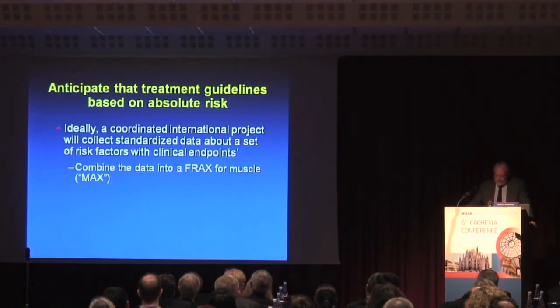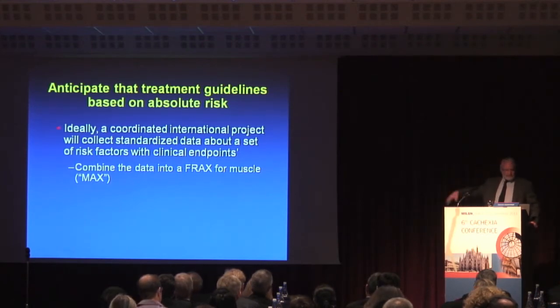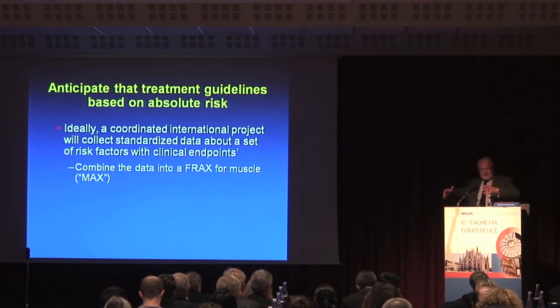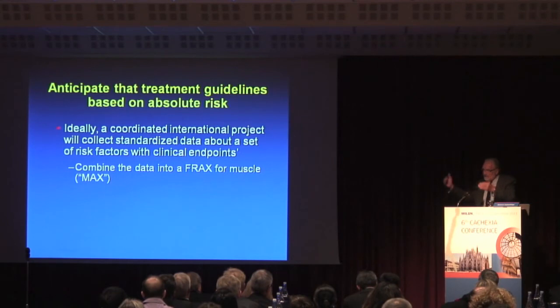And then I think it's important in the field to anticipate that treatment guidelines will eventually come down to absolute risk in some fashion or another. And ideally then a coordinated international project could collect standardized data about a set of risk factors and clinical endpoints in existing studies or in future studies, some kind of collaborative effort, so that at the end we'll be able to have an international score of risk of some endpoint that's preventable with treatment.